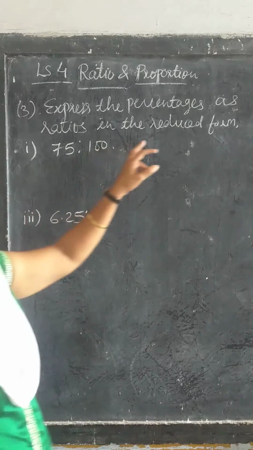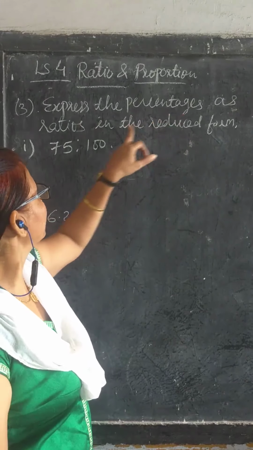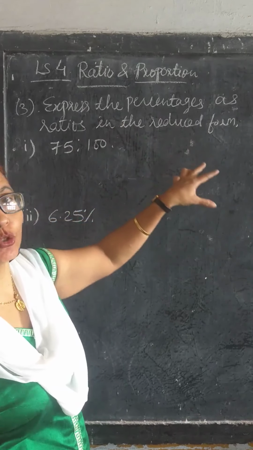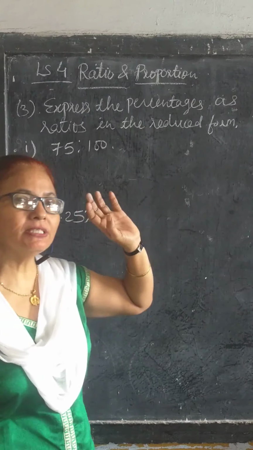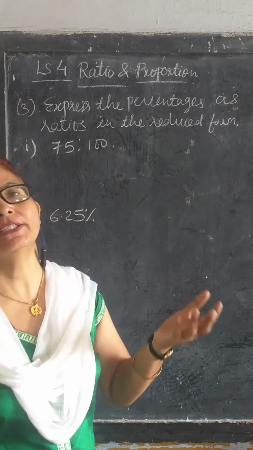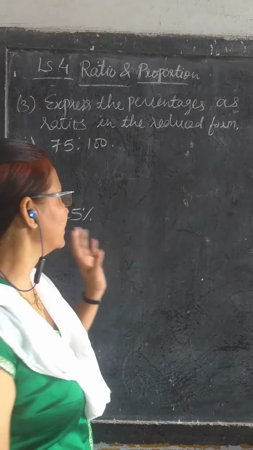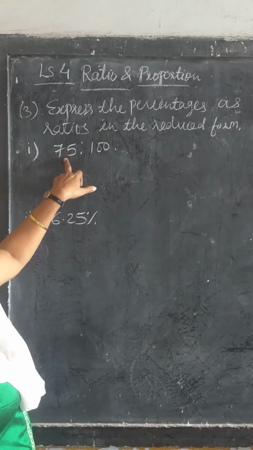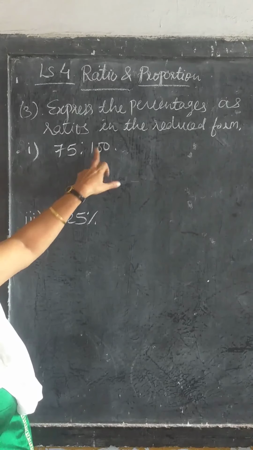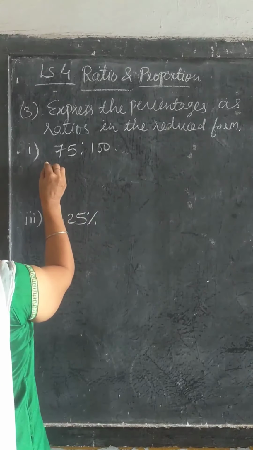Now children, you have to express the percentage as a ratio in the reduced form. Now you know 2 by 100 means 2%, 3 by 100 means 3%. So if the denominator is 100, it means a percentage is given. So here you have to find the ratio of 75 is to 100. So its ratio will be what?